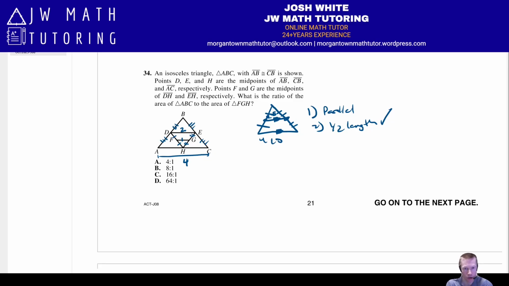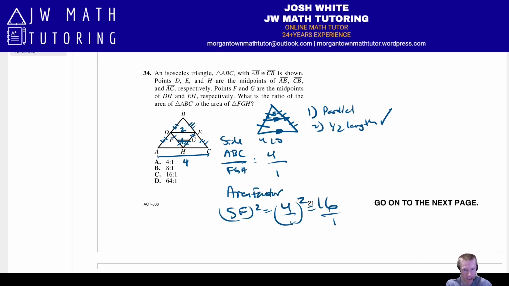Now, notice the ratio of the sides for ABC to FGH, again, just the side ratio, is going to be 4 to 1. In other words, AC here is 4, FG here is 1. So corresponding sides in ABC are 4 times larger than those in FGH. Now, because we want the area, which is two-dimensional, we have to square this. Essentially, this is the scale factor. The scale factor is 4 to 1. So for the area factor, we take the scale factor and we square it. So 4 to 1 squared becomes 16 to 1. The correct answer for this problem is letter C, right here. And that's how you work your way through it.